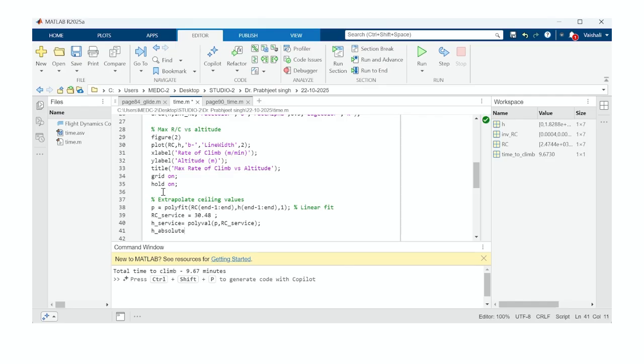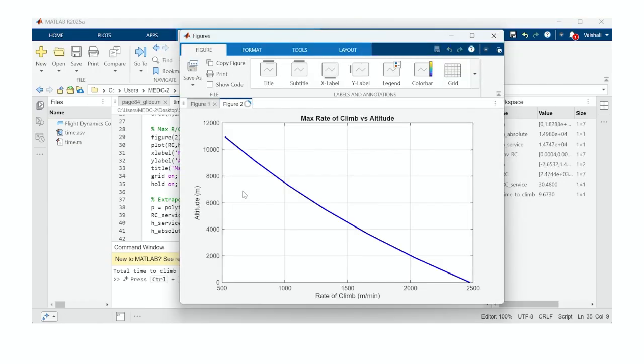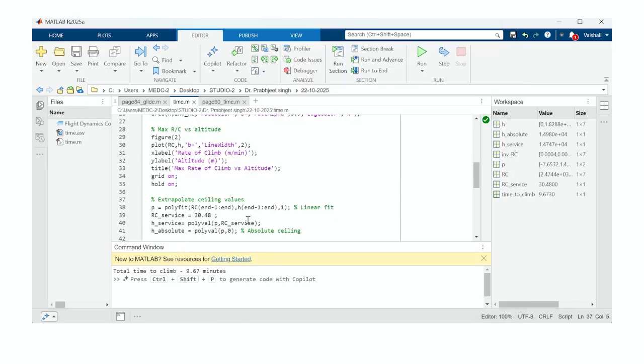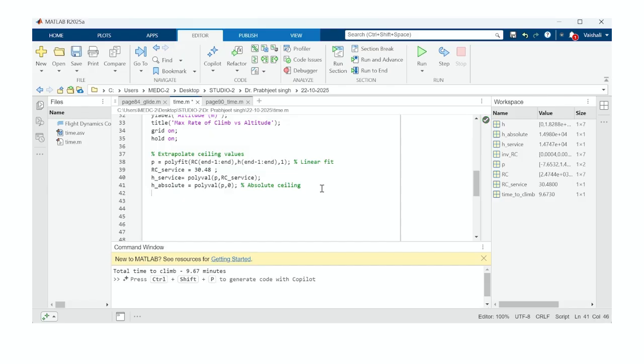H absolute equals to again polyval, P comma 0. Okay, that is the maximum rate of climb is 0. Okay, so do not get confused over here. Yeah, this is the absolute ceiling. Absolute ceiling over here. Okay, and let me just save it and run this code. All right, so it has already found these values. I just need to plot it in the graph.